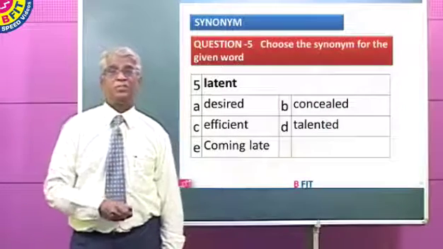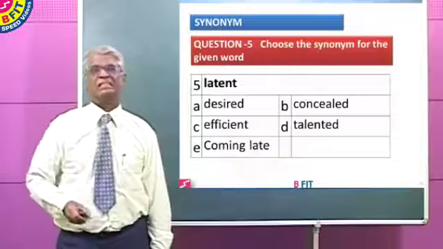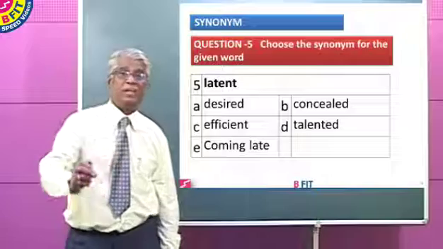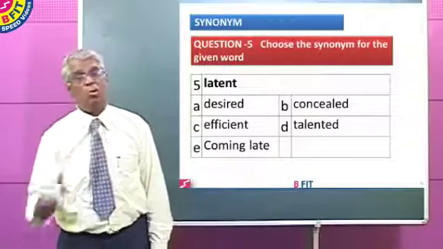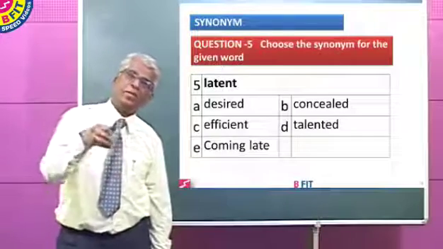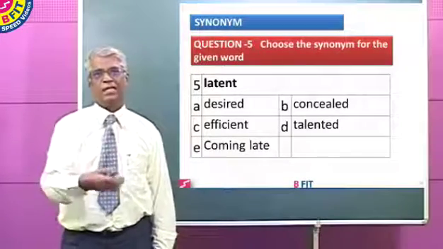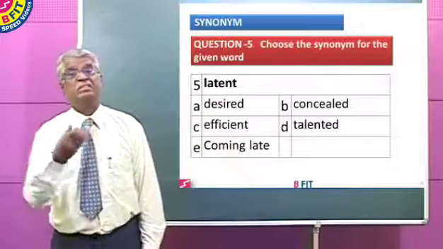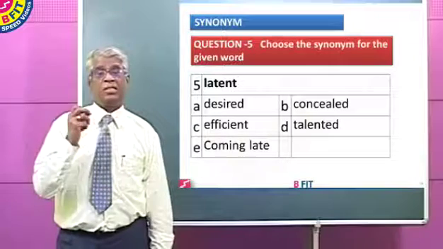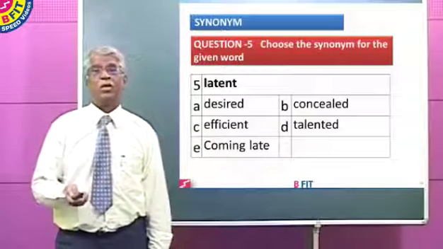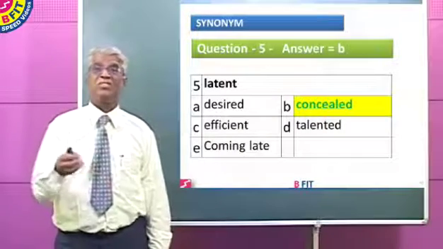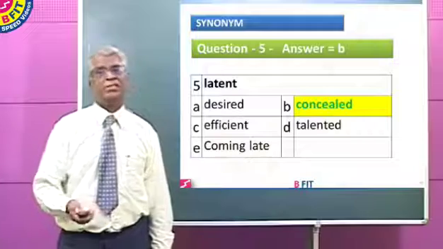We move on to question 5. The given word is latent. There are many talents latent in the child. The teacher has to draw out those talents. The teacher, in fact, does not put anything into the mind or the brain of the child. He tries to bring out everything that is latent in it. So in that sense, the correct option for the synonym is option B, concealed. Latent talents. The talents are concealed. They are hidden in the person.